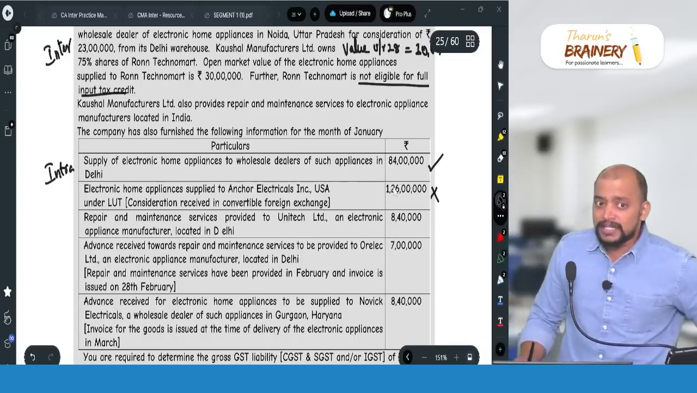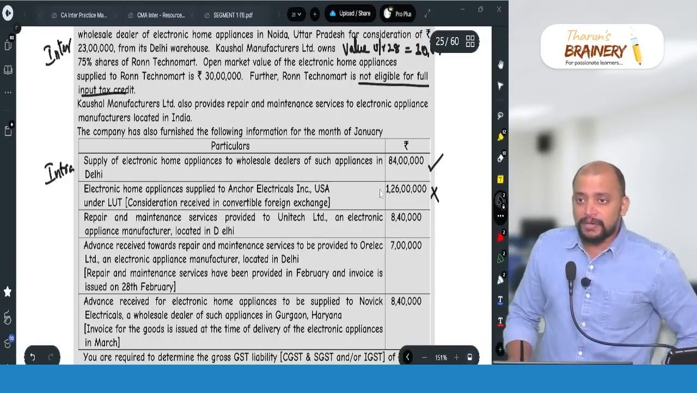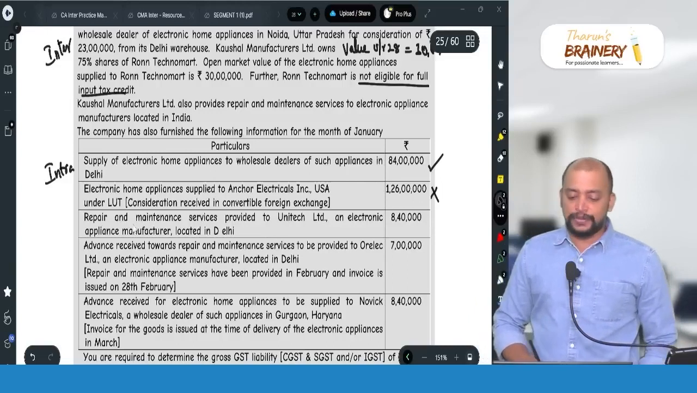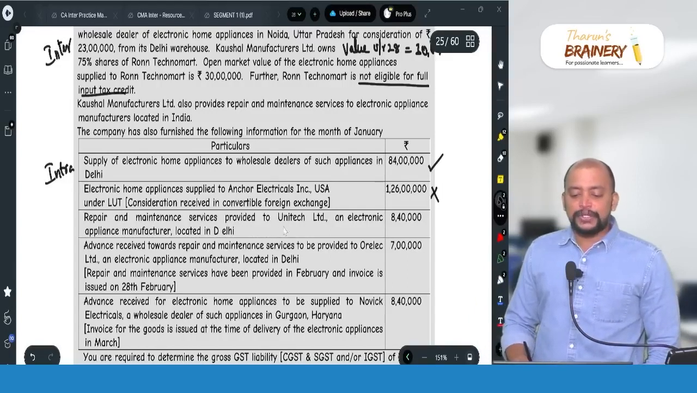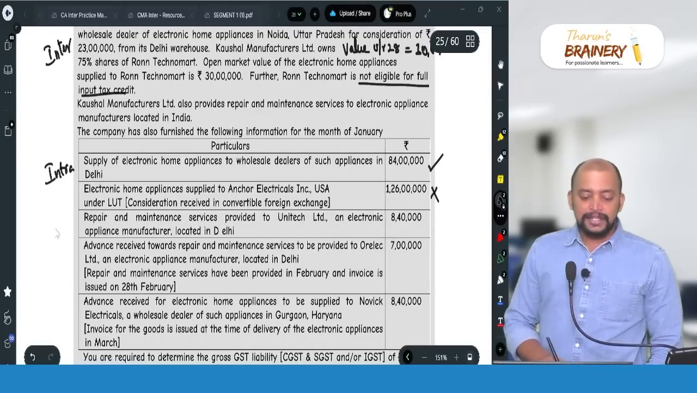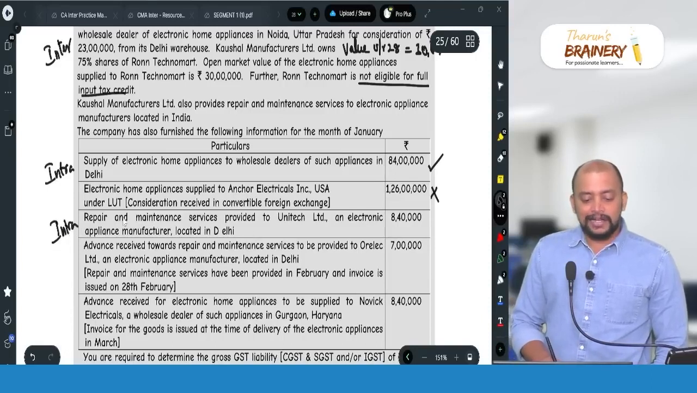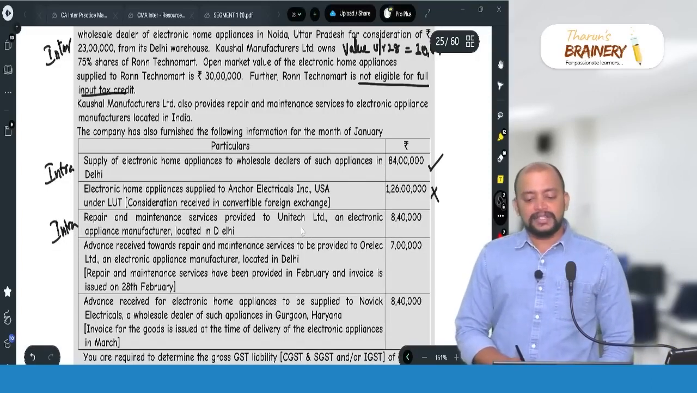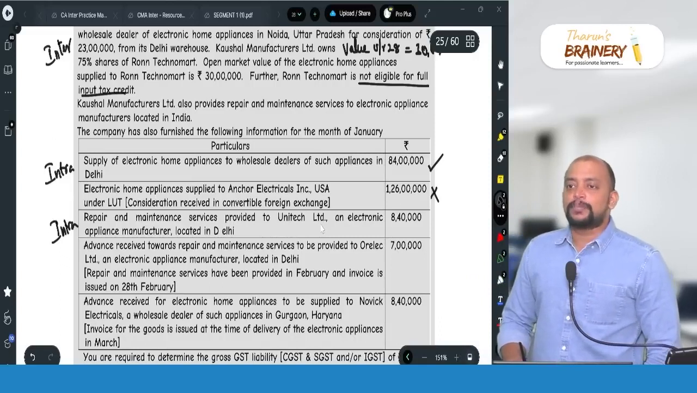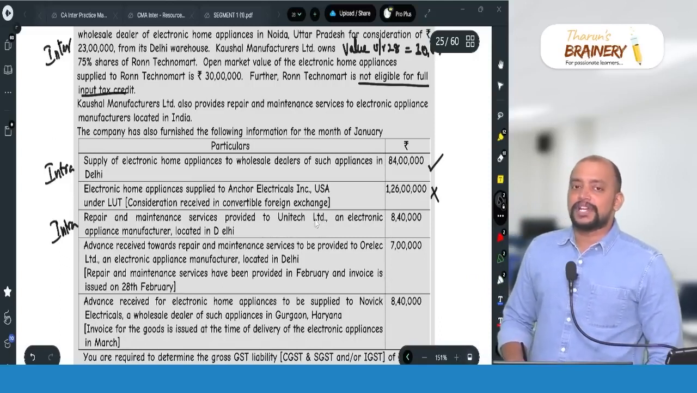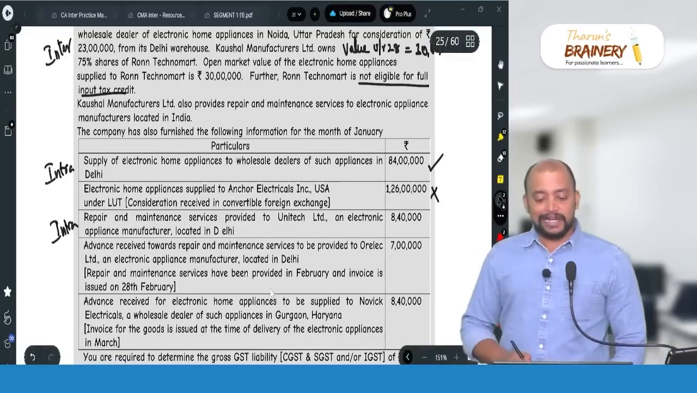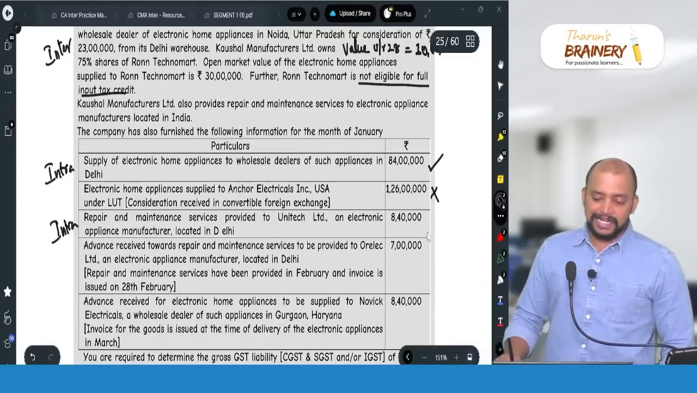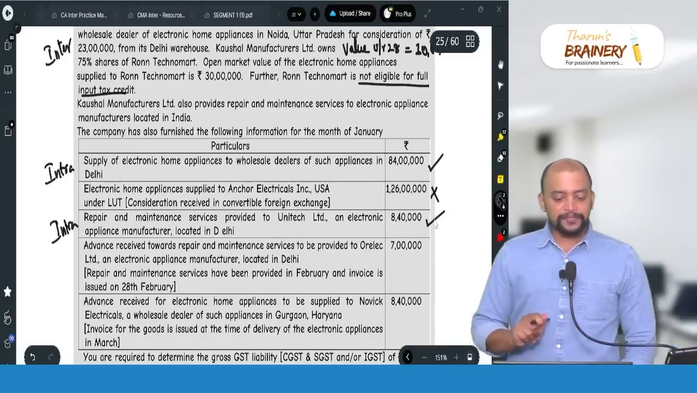Because it is export, either upon payment of GST or without payment of GST. Here, without payment of GST under LUT. Then, repair and maintenance service provided to Unitech Limited, an electronic appliance manufacturer located in Delhi. So, intra. Repair and maintenance service is a performance-based service in relation to goods. Section 12, general provisions. So, location of recipient will be taken, that is Delhi. So, place of supply Delhi. And on that we need to pay GST.